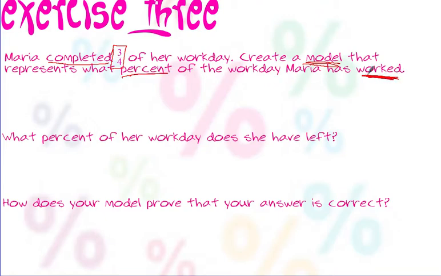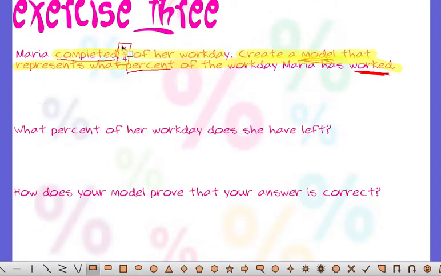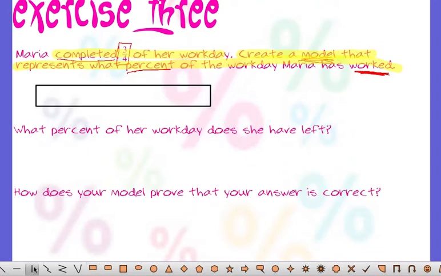So now, since it says the workday that she has worked, that tells us that we're looking for what she's already done. So you have to think of the fact that it says worked means it's already done, meaning she's completed it. So what I'm going to do here is say, all right, well, since it's 3/4, then my tape diagram should have 4 pieces. So 1, 2, 3, 4.